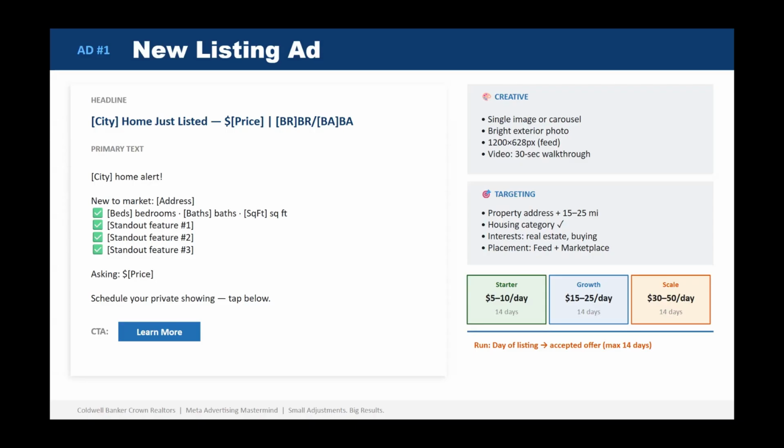Video works better. The algorithm is set up to push video, even if it's a virtual video of running through the house. So if you can do video, do that. How many of you guys use video in your advertising? Yeah, Ashley does. What's the biggest hurdle for you not doing video? For those of you who don't use it.